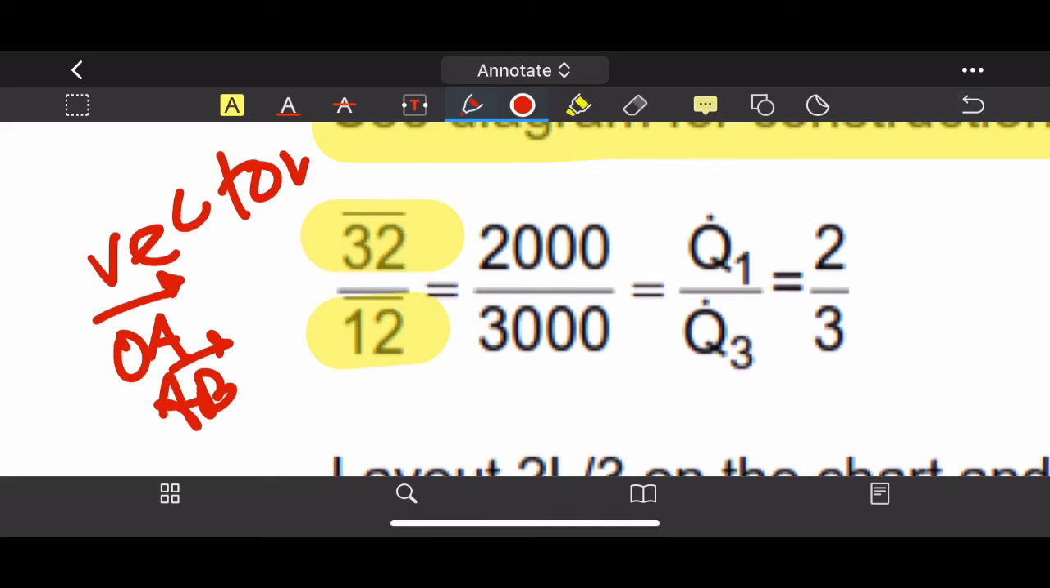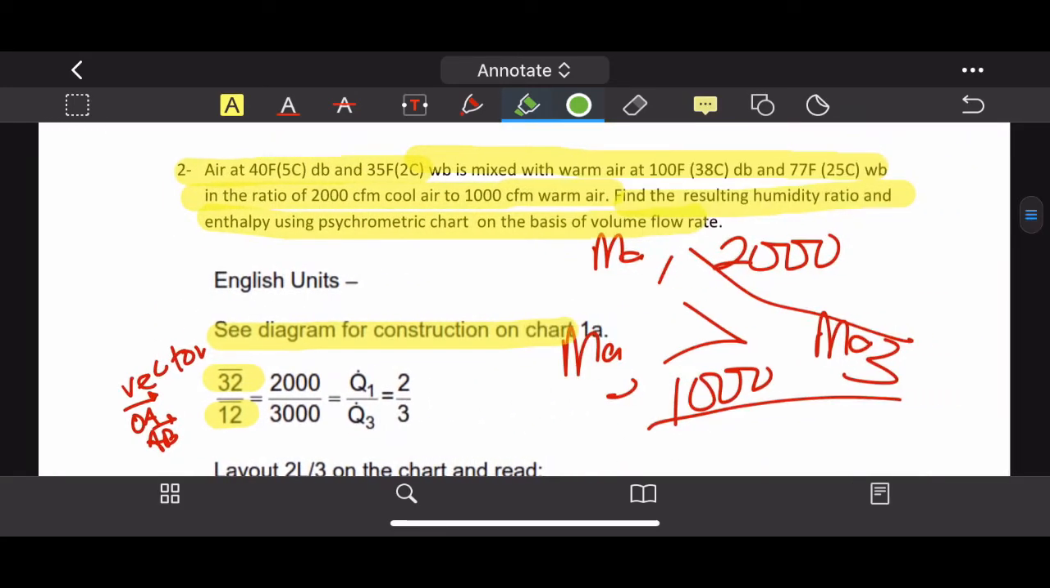That means 3 to 2 is the distance between point 3 and 2, which we can relate with so many things, but in this case we can relate to CFM or cubic feet per minute. So the distance between 3 and 2, or from here 3 and 2, is 1000, right?